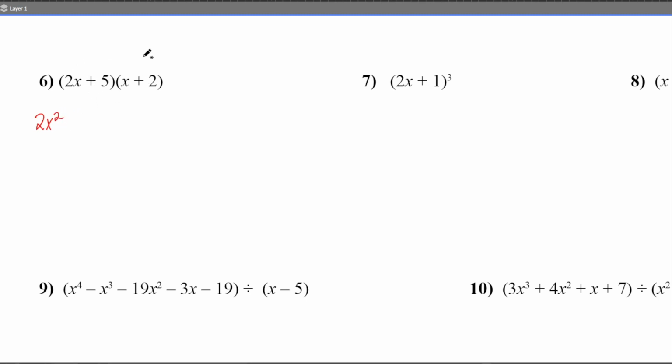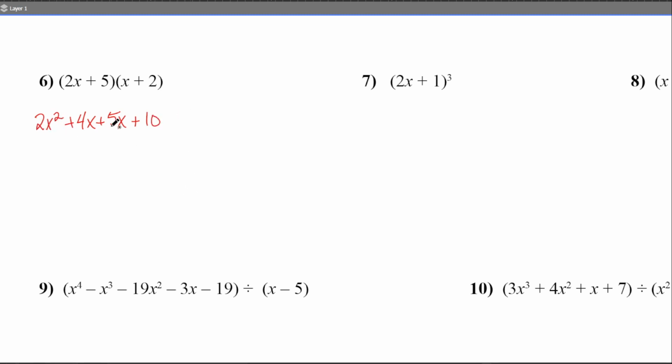And then the outside, 2x times 2, which is 2 times 2, which is 4, and then you have the x right there. The inside is just plus 5x. That's pretty easy. And then the last terms, it's 5 times 2, which is 10. It's plus 10. Add like terms.